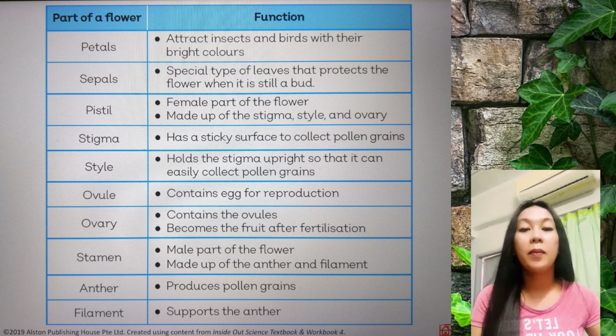Stamen is the male part of the flower. It is made up of the anther and the filament. Anther produces pollen grains and filament supports the anther.